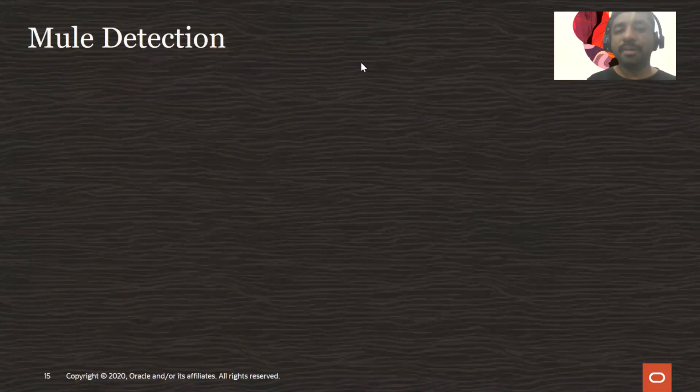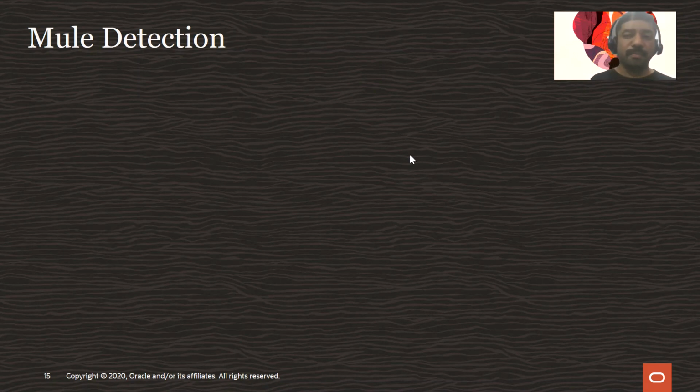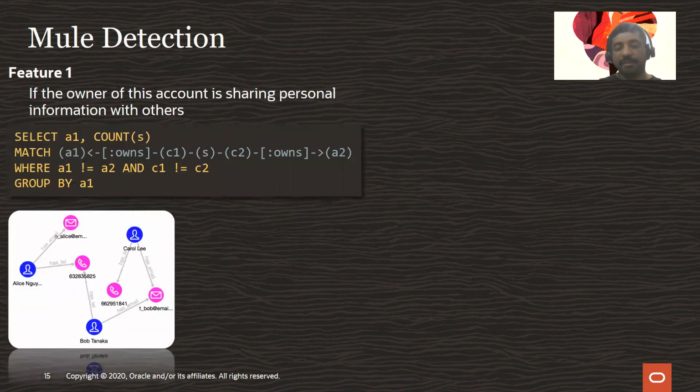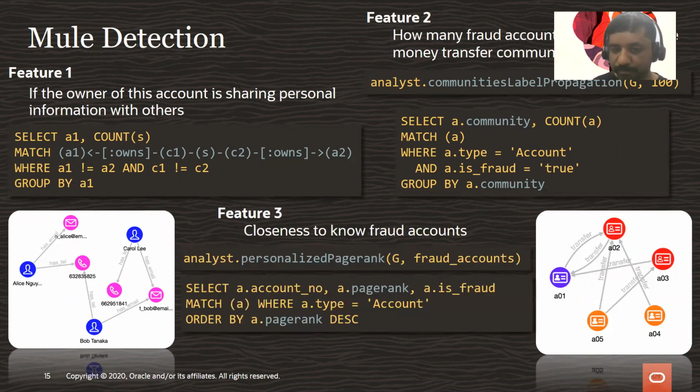Let's also look at mule detection, which is again part of the fraud detection cycles, on how Oracle Graph can be leveraged for various mule detection related cases as well. So say, for example, if the owner of an account is sharing personal information with others, such a case can be where a customer account can be stolen, and they can then leverage the customer accounts to make financial transactions that could even be cyclic in nature, and then leverage the various financial services.